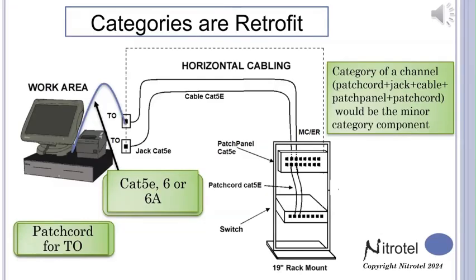Category cables are retrofittable. For example, in a work area, we could have jacks that are connected back to the head end using Cat5e cable. We'll need a patch cord to connect from the jack to the equipment, and that patch cord could be a Category 5e cable, Cat6, or Cat6a.